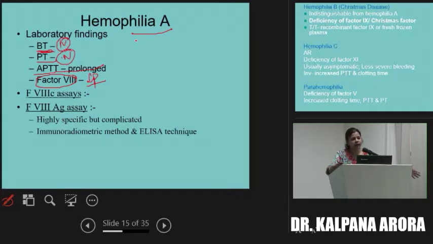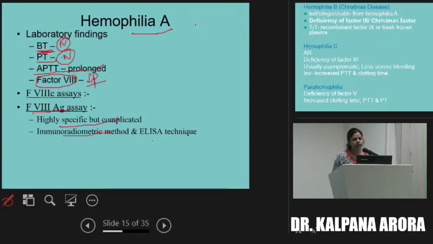Because factor 8 concentrate or factor 9 concentrate is so expensive that you limit the treatment to just hemophilia, and you must have heard of the hemophilia society. So they all give fresh frozen plasma. You can also do the factor 8 antigen assay. It is highly specific but complicated. You can do it by immunoradiometric method or the ELISA technique. So this is about hemophilia. Same thing would be there about hemophilia B also.